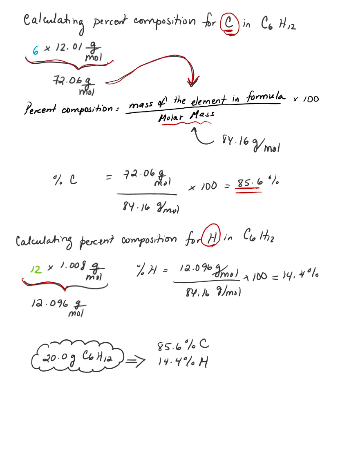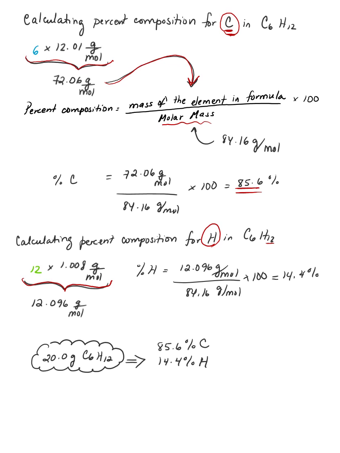So this part we already solved when we were calculating the molar mass. So that's why I did them separately, so I didn't have to do the math again. So you have 12 hydrogen atoms in your cyclohexane. Each one has a mass of 1.008 grams per mole. So that's giving you 12.096 grams per mole.